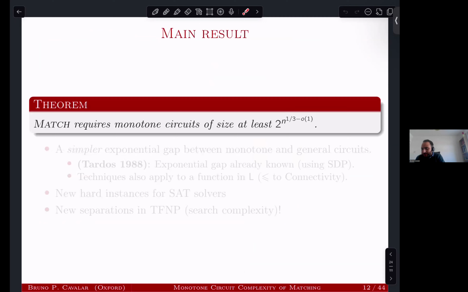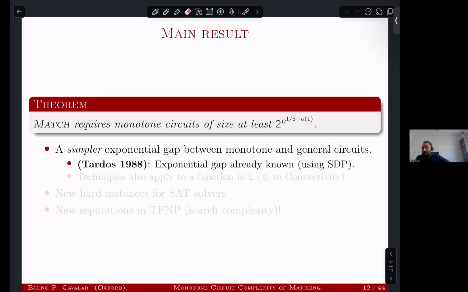But here, what we show is indeed matching does require exponential size to be computed. And there are some interesting consequences from this as well. I mean, this gives a simpler exponential gap between monotone and general circuits.